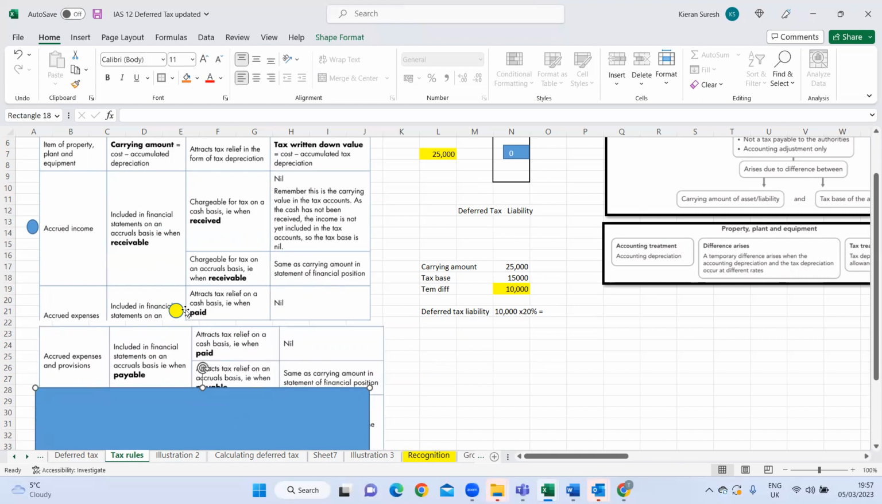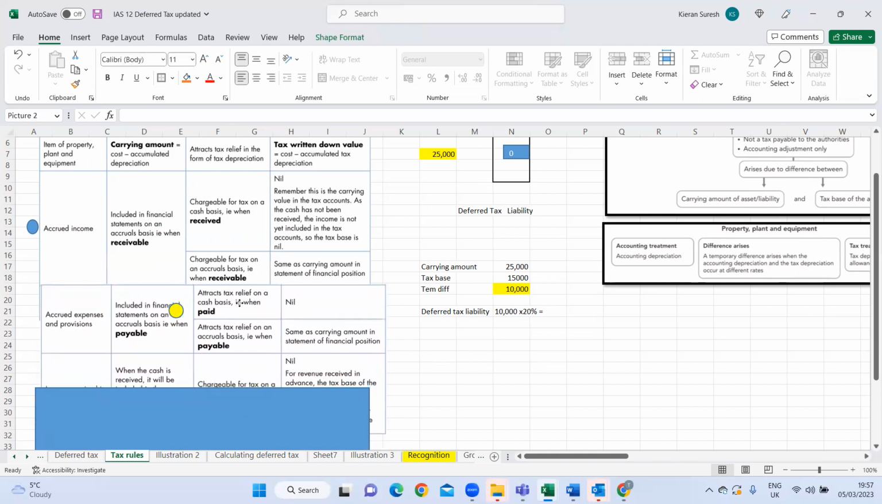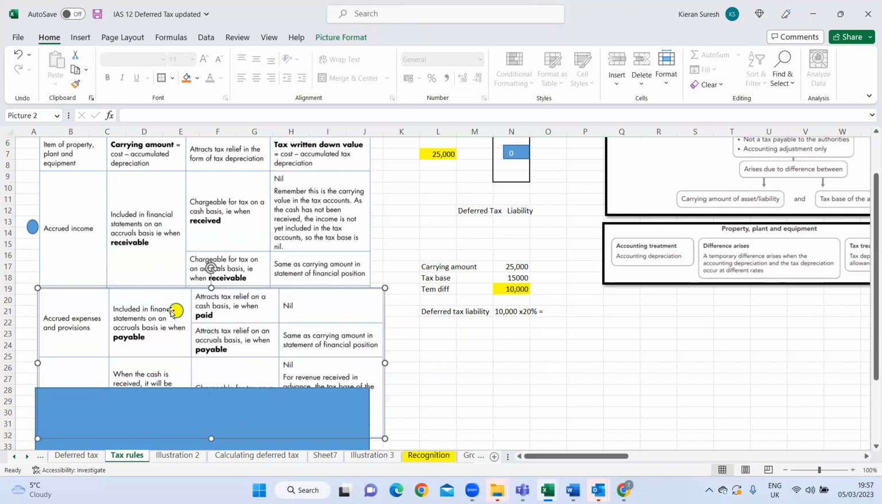I think this is these two together. So if you have accrual expenses and provisions, right? Accrual expenses and provisions are included in the statement on an accrual basis. That means payable, right? So even though I haven't paid cash, I have to show them as a liability. So on my books, there will be a liability.